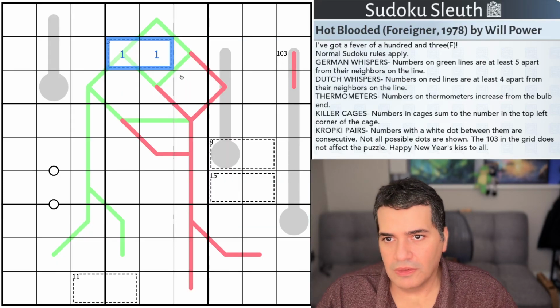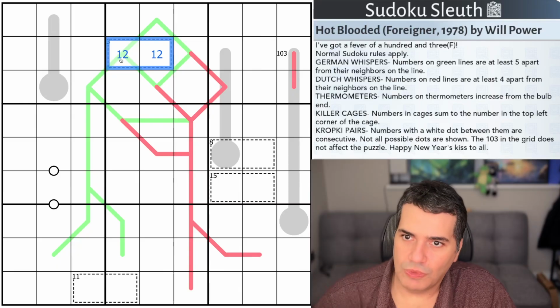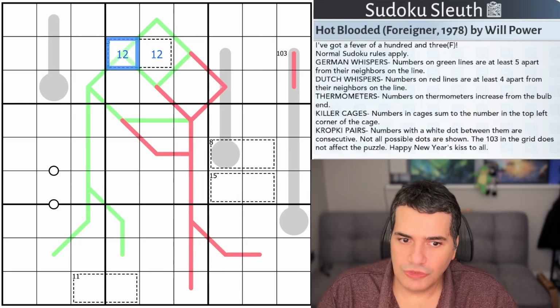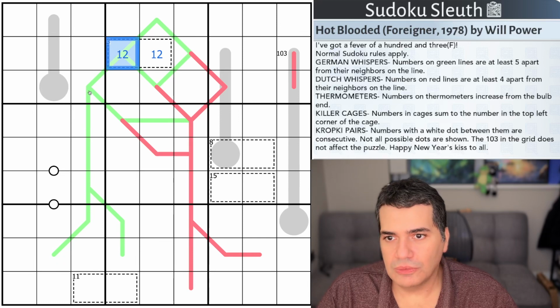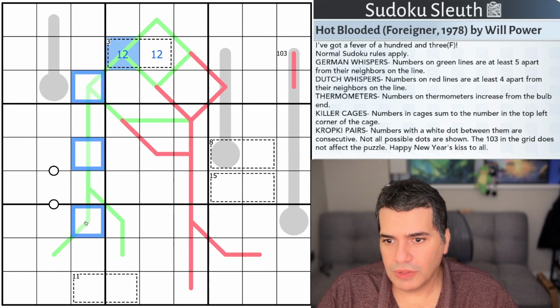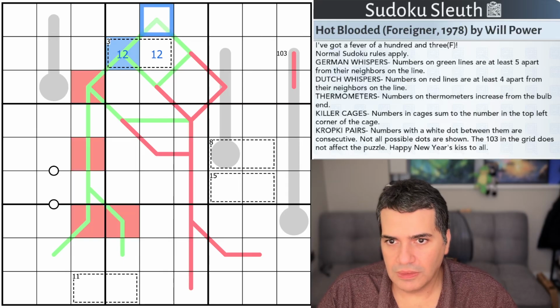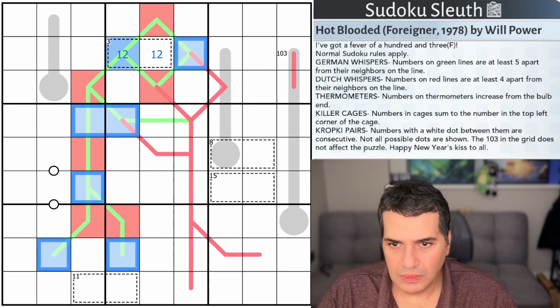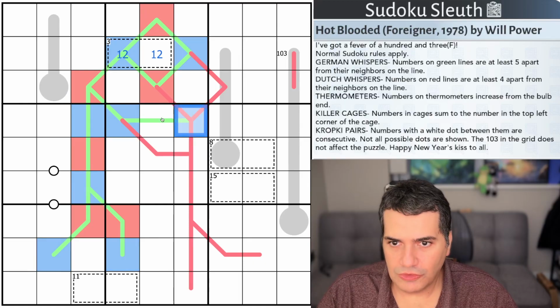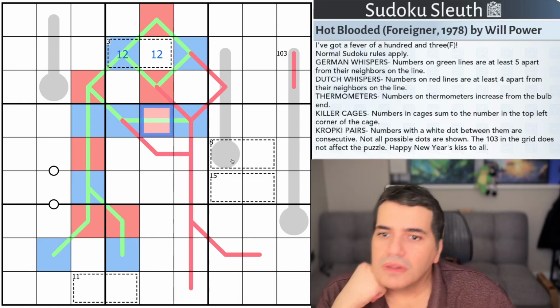Right, fairly obvious. This is 1, 2 because it's a 2-cell 3 cage. This means that this cell is low, and then we can go for every other cell as high, and all of the in-between cells are low. That also includes this cell. That also includes this cell. Excellent.